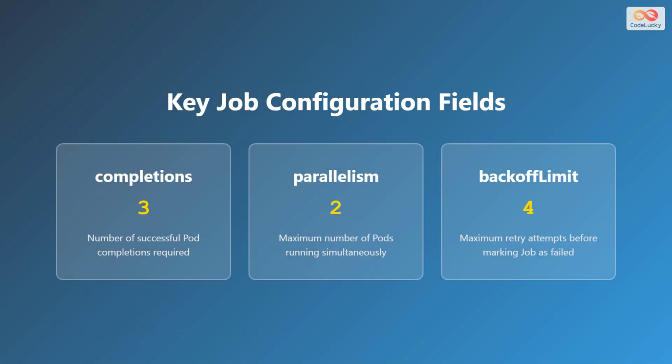Three critical fields control job behavior. Completions defines how many successful pod completions are required before the job is considered complete. Parallelism sets the maximum number of pods that can run simultaneously, allowing you to control resource usage and speed up processing. BackoffLimit specifies the maximum number of retry attempts before the job is marked as failed, preventing infinite retry loops.